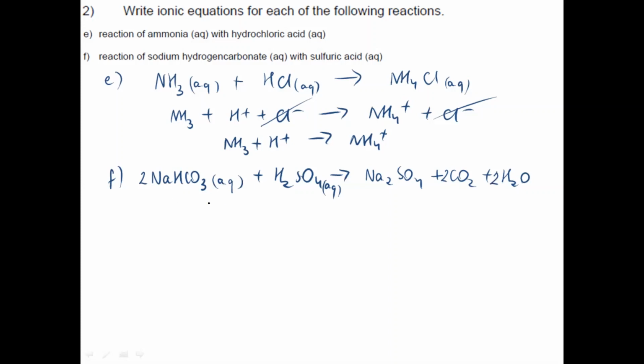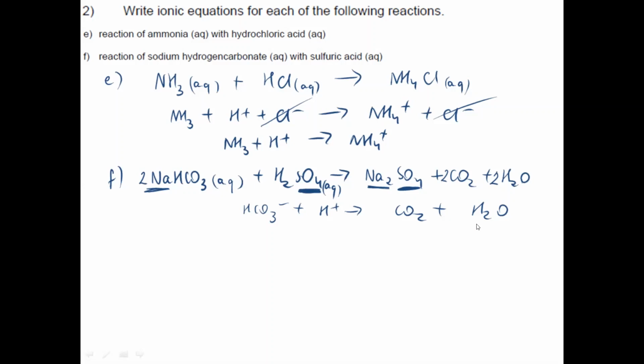Okay, so now what you can see is that the 2 Na and the 1 SO4 all come through unchanged. So they're going to cancel out. They are your spectator ions. And what you're going to get is 2HCO3 minus plus 2H plus gives you 2 CO2s plus 2 waters. Now, because of our balancing, everything ends up being double, but we can simplify the overall reaction.